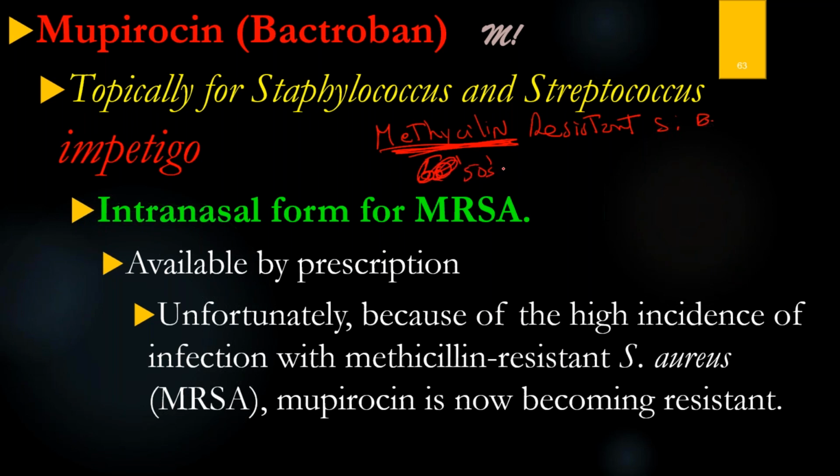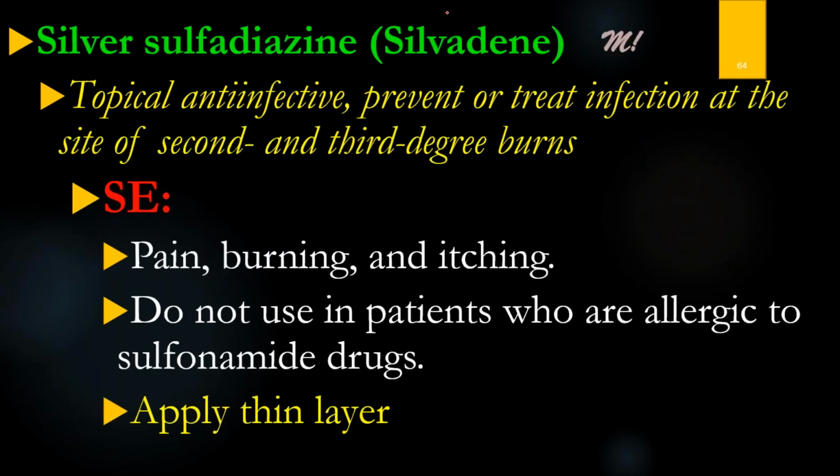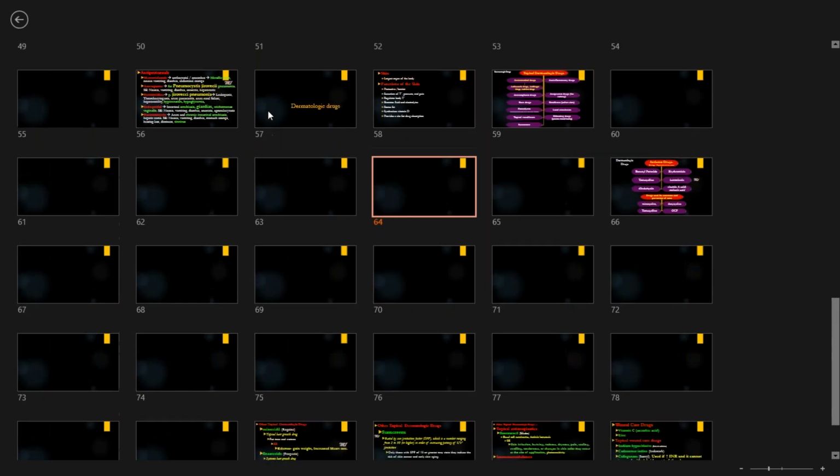Methicillin is a very potent antibiotic that was discovered in the early 50s, and the first resistance to this antibiotic was in the early 60s. So that's why since then it's called MRSA. So what is the treatment? The mupirocin, silver sulfadiazine, the sulfur.